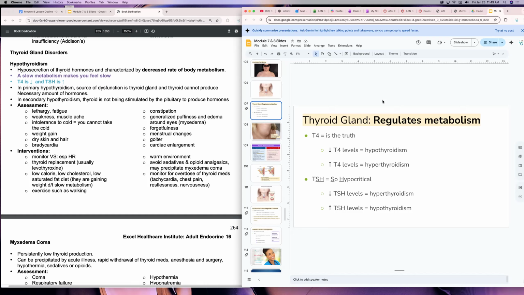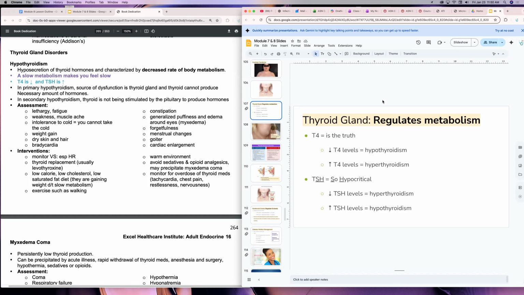Because when T4 is the truth, right? When T4 is low, it means hypothyroidism. When T4 is high, it means hyperthyroidism. So that level, it tells you the truth. If it's low, it means low function. If it's high, it means high function. But TSH is so hypocritical because when you have low TSH level, it actually means hyperthyroidism. When you have high TSH level, it means hypothyroidism.